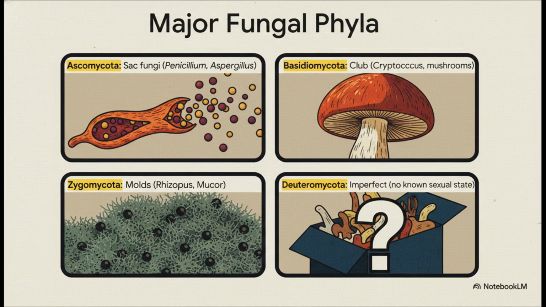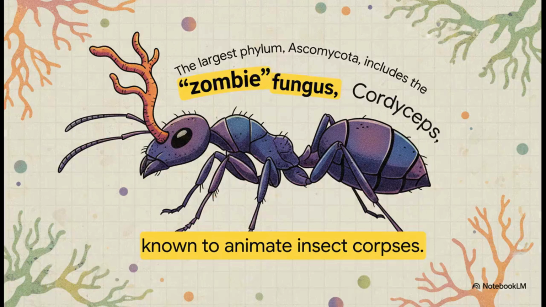And that last group, Deuteromycota, the imperfect fungi, is basically a fascinating catch-all, a big mystery box for fungi where we just haven't observed a sexual state. At least, not yet. And hey, just to make this a little more memorable for you, think about this. The largest phylum, Ascomycota, isn't just home to common molds like Penicillium, it is also the group that contains the infamous cordyceps fungus, the so-called zombie fungus that's famous for taking over the bodies of insects. What a wild family member to have.